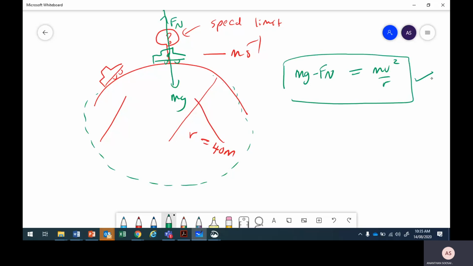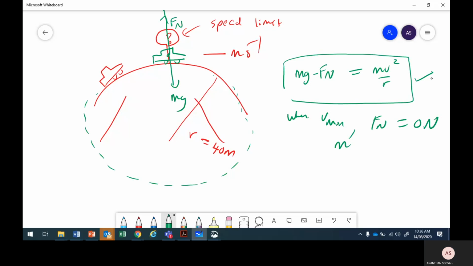Now, when v is at its minimum, what becomes zero? The normal reaction. Once you don't have a normal reaction, that means you have already detached from the road. You have already taken off. It's sometimes fun, but it's dangerous. So Fn equals 0 newtons.